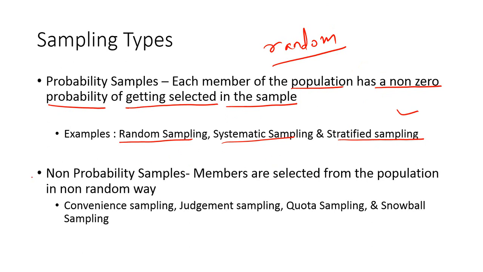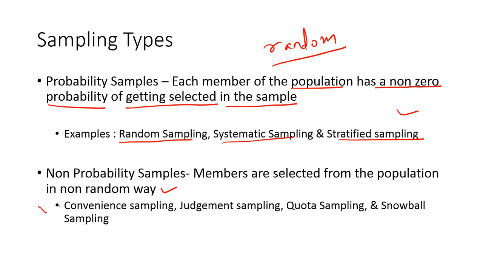The second category of sampling is known as non-probability samples. In non-probability samples, members are selected from the population in a non-random way. That means it is somewhat biased, more opinion based. You don't select the elements from the population into your sample randomly, or by generating random numbers, or tossing a coin, or throwing a dice, such random experiments. You rather use your judgment in order to select elements from the population to be in the sample.